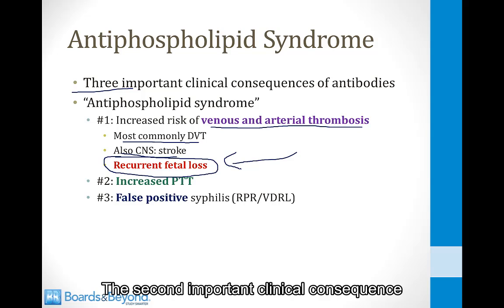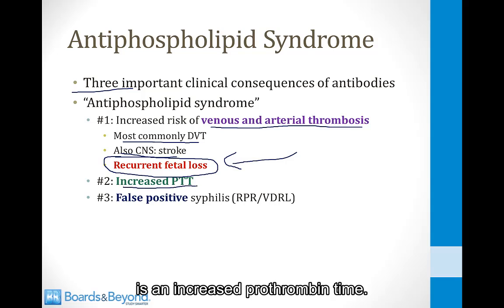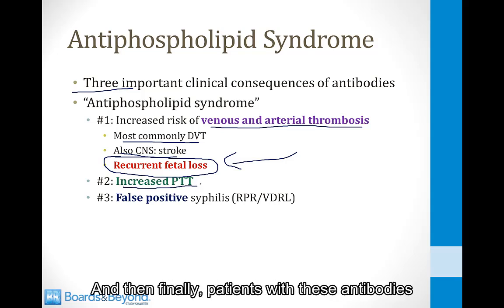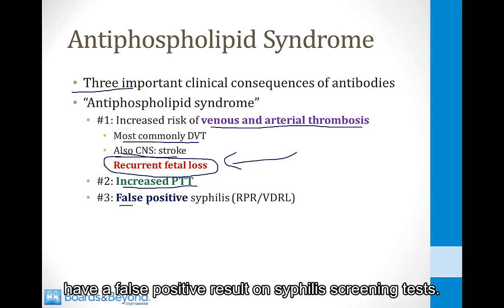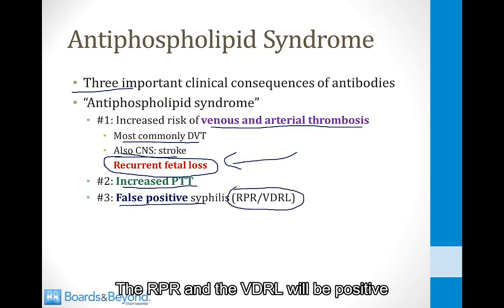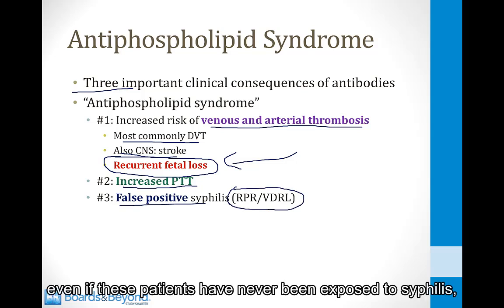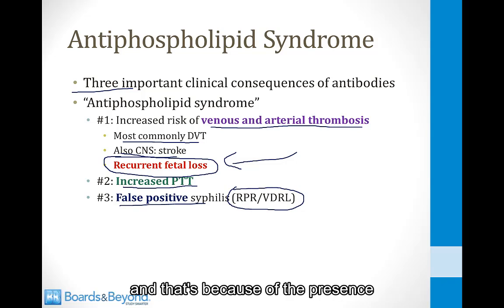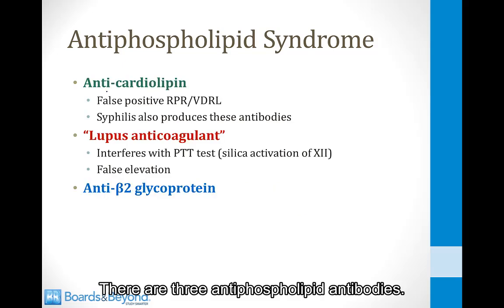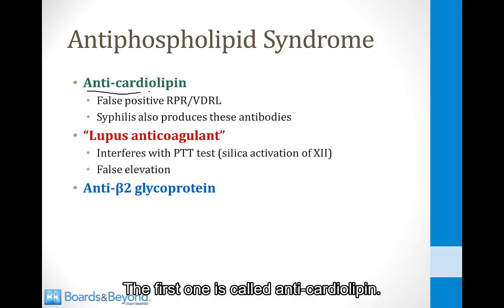The second important clinical consequence of the antiphospholipid antibodies is an increased prothrombin time. We'll talk about that in a minute. And then finally, patients with these antibodies have a false positive result on syphilis screening tests. The RPR and the VDRL test will be positive even if these patients have never been exposed to syphilis, and that's because of the presence of the antiphospholipid antibodies. There are three antiphospholipid antibodies. The first one is called anticardiolipin.